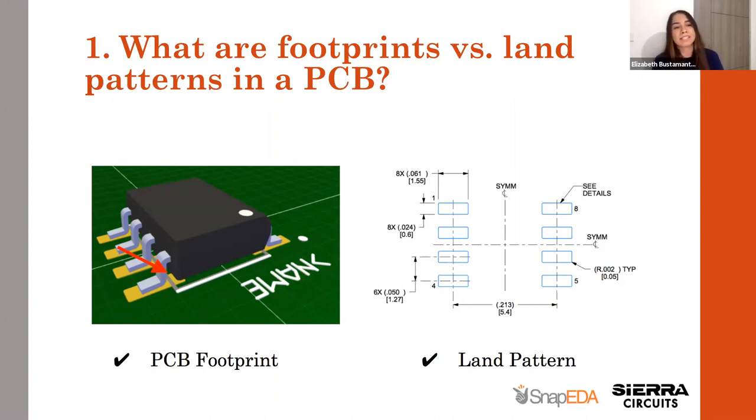The difference between that footprint and the land pattern is that when we're talking about land patterns, we use that term when we want to define the size of the pads and the outline for a given component that should be designed onto a PCB. One thing that is worth mentioning is that a component can have multiple land patterns based on the IPC density level that you will follow, and there are also other parameters. You can only have one footprint for a component, but again, you can have multiple land patterns. In this whole presentation, we'll be referring to footprints as land patterns.